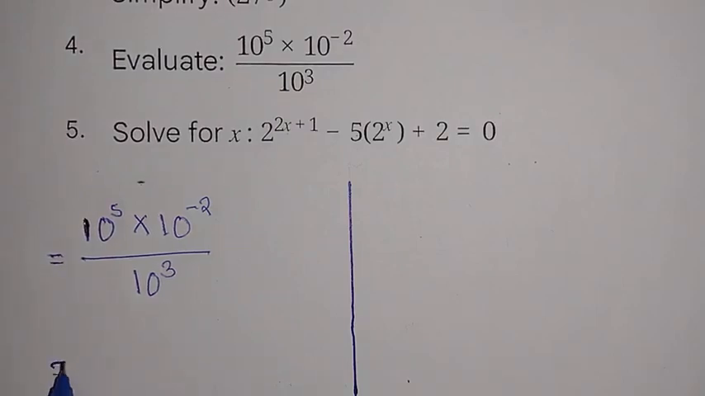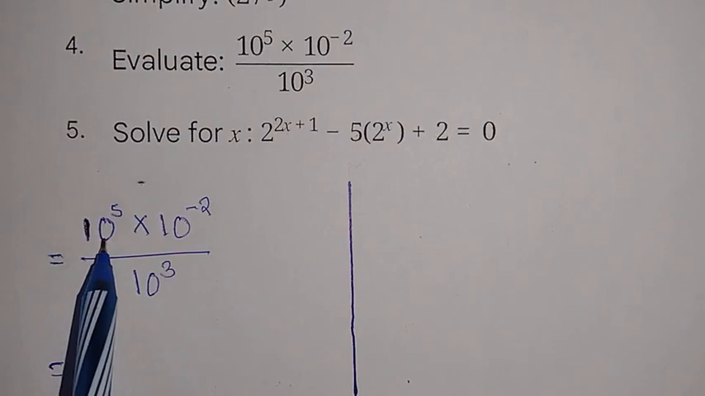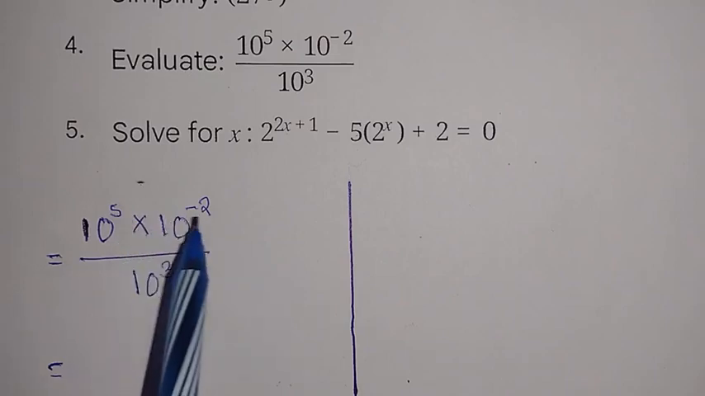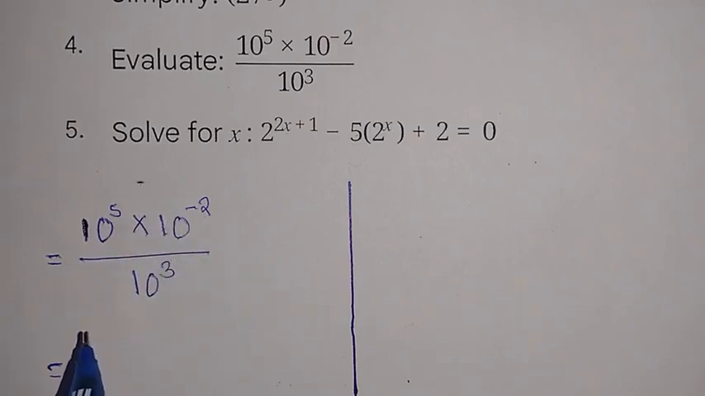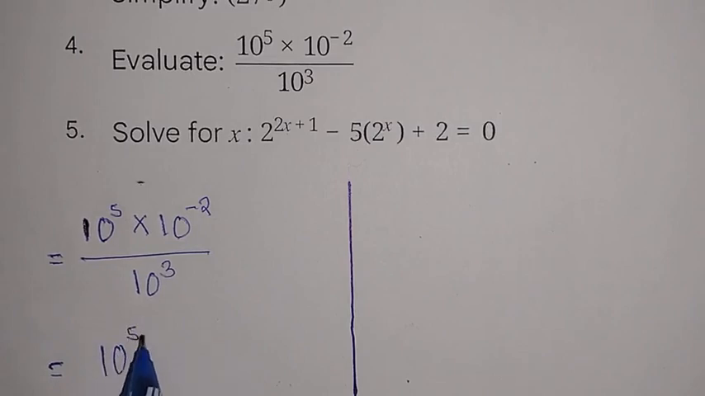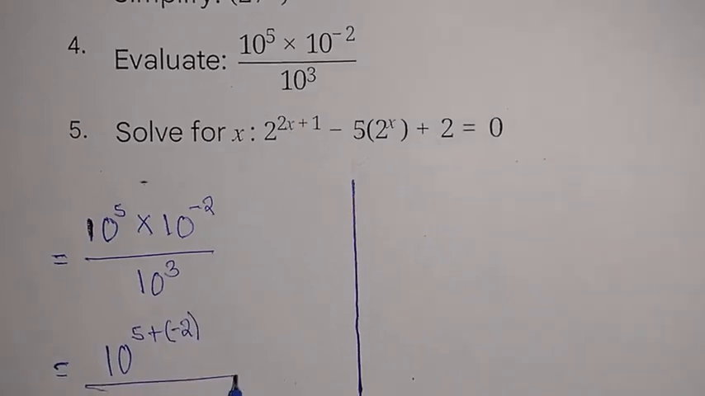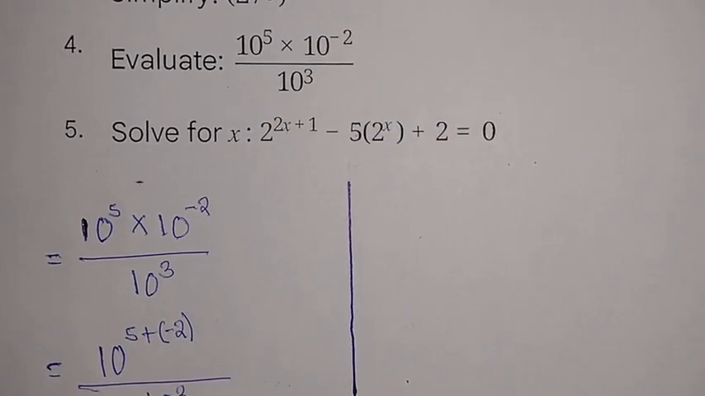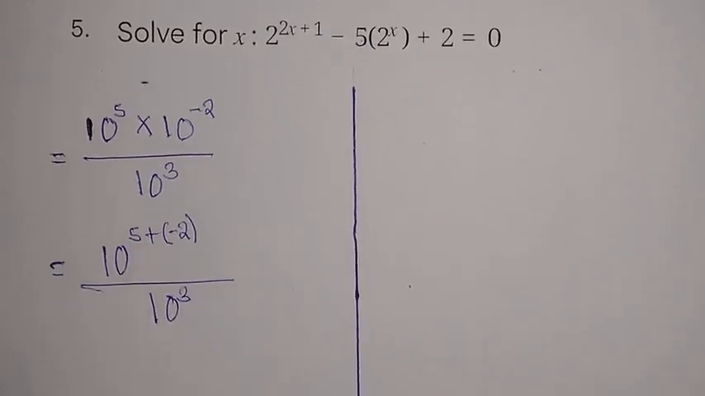What you are going to notice is we can see the base here is a 10, even here the base is a 10. So we can add the powers according to one of the laws of indices. We are going to write the common base, which is a 10. Then we are going to have 5 plus, in brackets we put a negative 2, divided by 10 to the power 3.